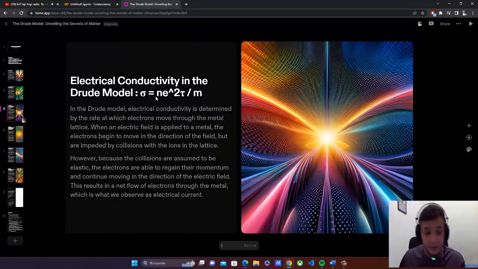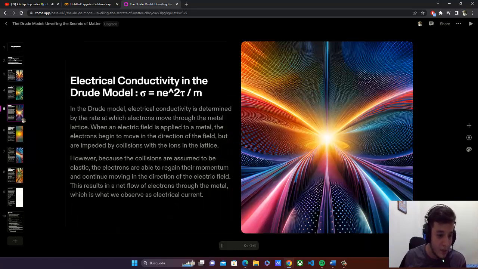This formula, where n is the electron density in the material, the number of electrons per unit volume, e is the charge of the electron, τ is the average collision time, which represents the characteristic time between two successive collisions of an electron with the metallic ions, and m is the effective mass of the electron in the material.